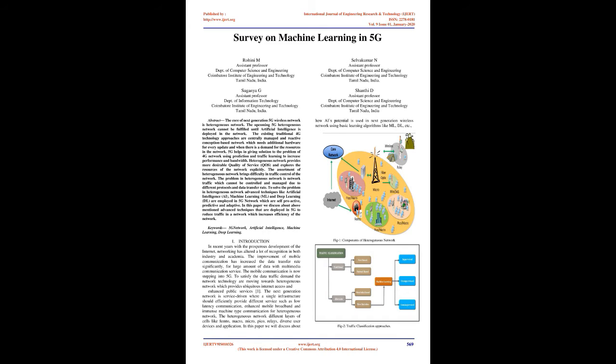The assortment of heterogeneous network brings difficulty in traffic control of the network. The problem in heterogeneous network is network traffic which cannot be controlled and managed due to different protocols and data transfer rate. To solve the problem in heterogeneous network, advanced techniques like artificial intelligence, AI, machine learning, ML, and deep learning, DL, are employed in 5G network, which are self-proactive, predictive, and adaptive.